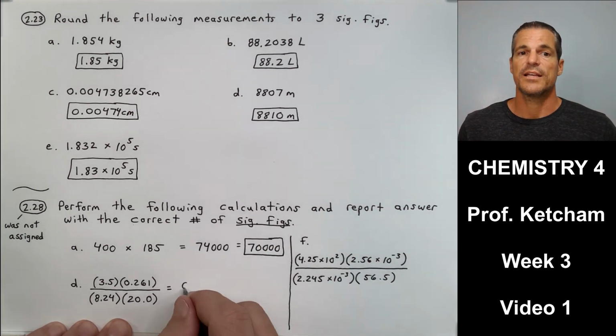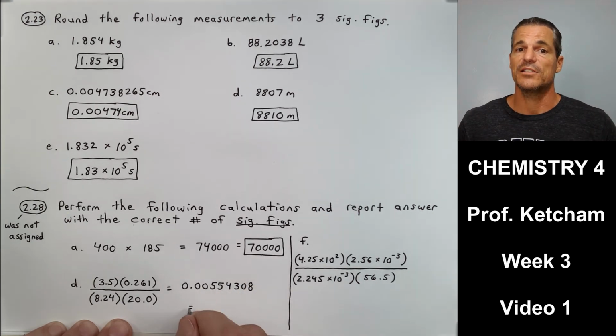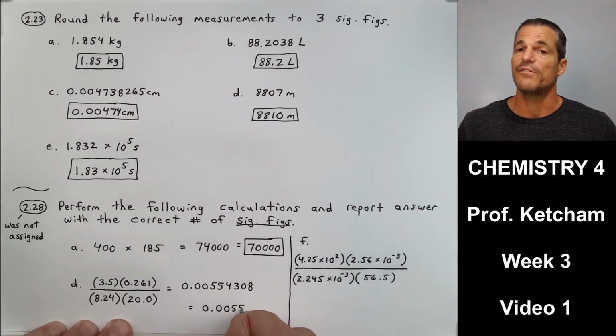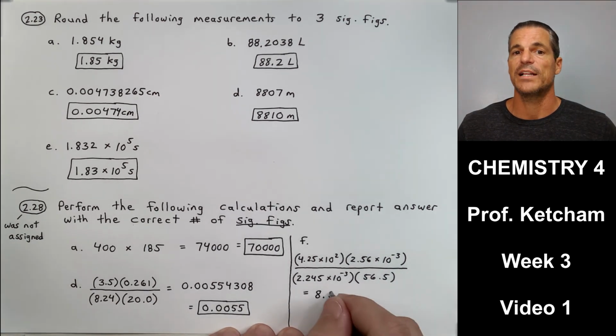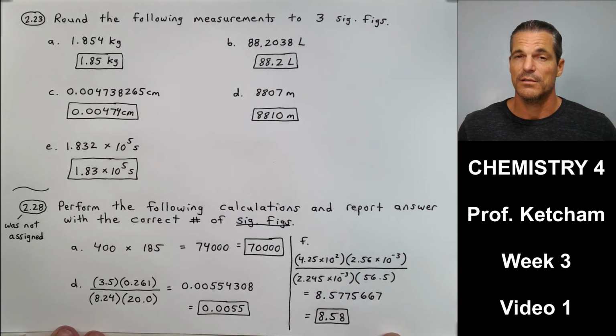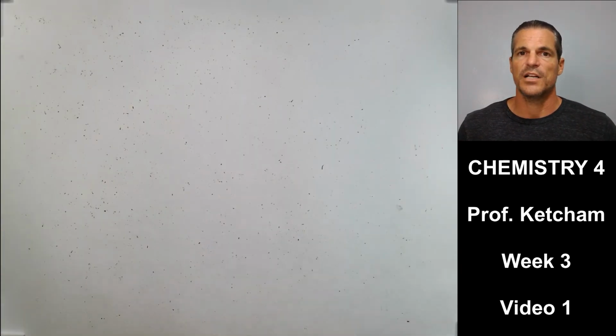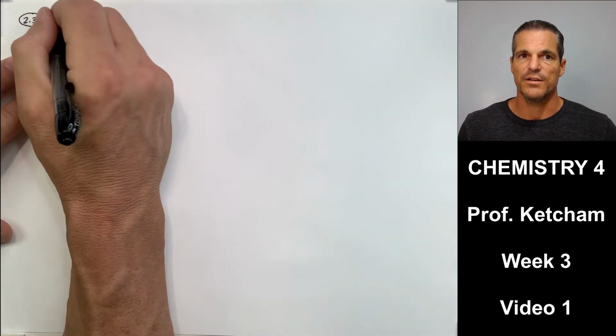For D, the calculator answers 0.00554308. The answer I report, 0.0055, 2 sig figs. Now for F, I see 3 sig figs is my limiting amount, so the calculator answer, I would convert it to 8.58. All right? Calculator answer is not the way you want to report the answers in chemistry. Pay attention to significant figures.